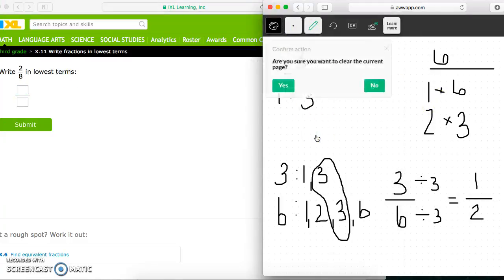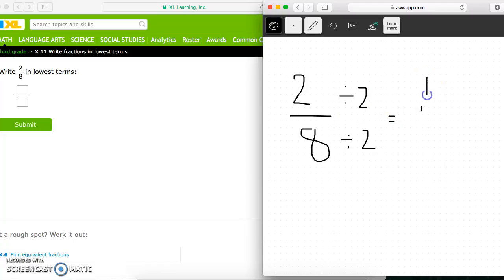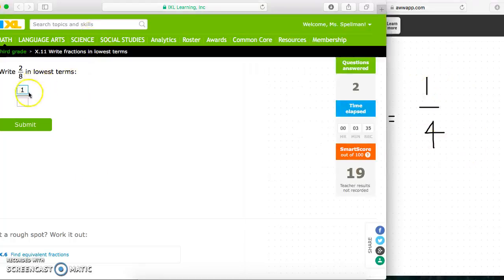Now, as you start to get more practice, you'll notice I know that 2 and 8 can both be divided by 2. So I could just take 2/8. I know that 2 and 8 are both multiples of 2, meaning I can divide both of them by 2. 2 divided by 2 is 1. 8 divided by 2 is 4. This cannot be simplified any further because the only number that can go into 1 and 4 at this point is 1. There you go.